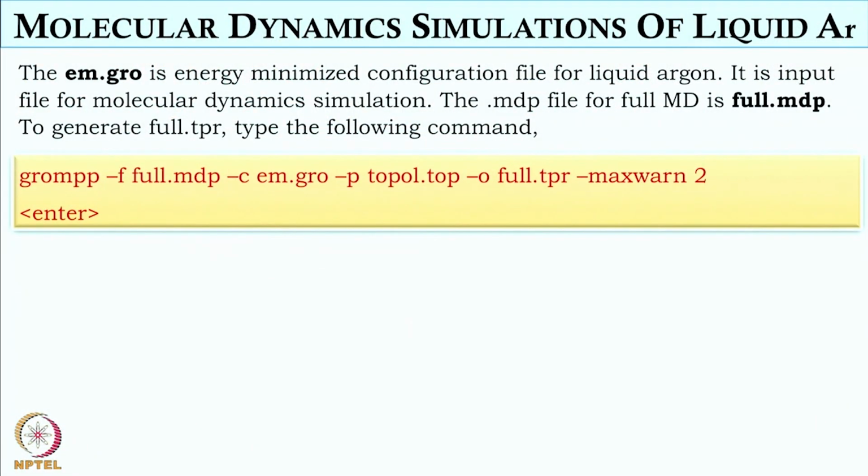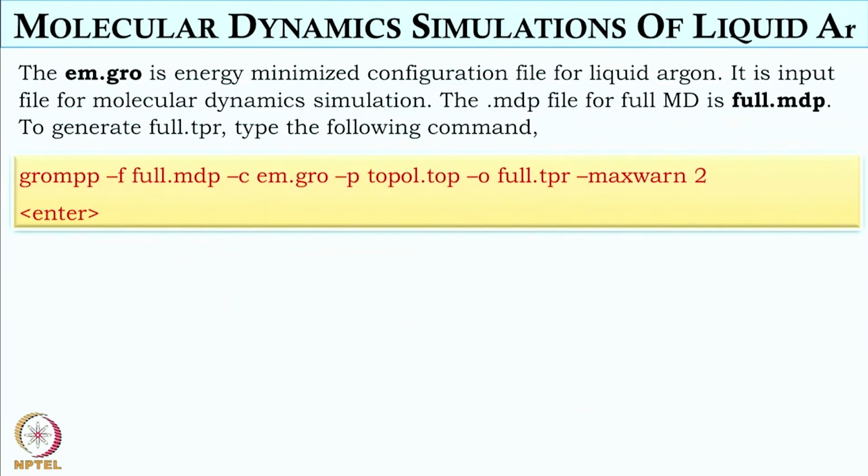So now the next command is for your actual MD or minimization. We have already done the minimization, so the next command will be for full MD. So we will just show the command and conclude this lecture. So we already have em.gro, which is the energy minimized configuration, and then we'll have full.mdp instead of em.mdp. So this is the command to do the final MD simulation.